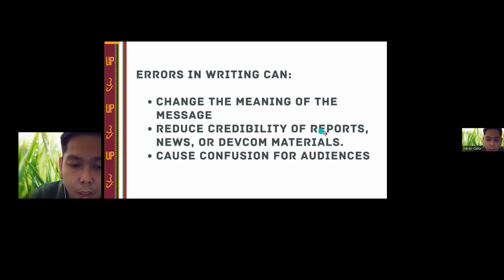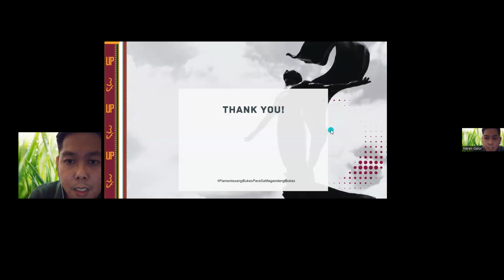So all in all, although these errors are small, like just errors in punctuation, errors in apostrophe, comma, they can change the meaning of the message, just like in our examples. It could also confuse your audience, and it could be interpreted in different ways, not really the way that you want it to be interpreted. And it could also reduce the credibility of the article, the reports, news, and of course, the DevCom material itself. So how can you put your 100% confidence in a material if you can see a lot of errors in it?